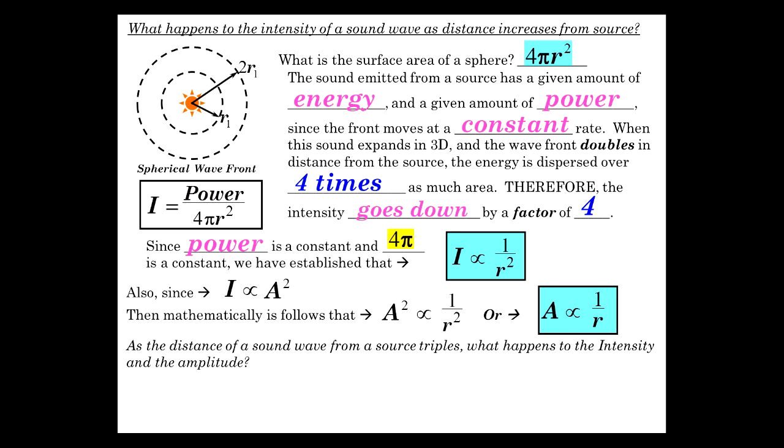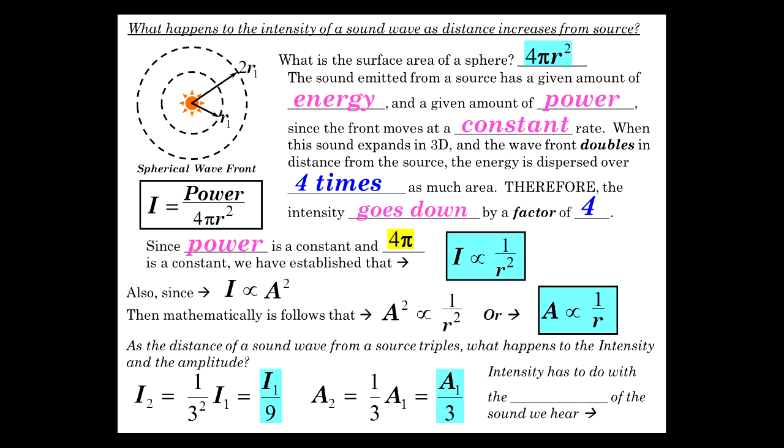So when the amplitude changes a little bit, it changes the power and therefore the intensity a lot because of the square factor. If the distance of a sound wave from a source triples, then what happens to the intensity and the amplitude? Okay, well, I2 would be, if you triple it, put a 3 here, 3 squared is 9, so we have 1/9 the original intensity. The amplitude, on the other hand, is just divided by 3. So it's equal to 1/3 the amplitude.